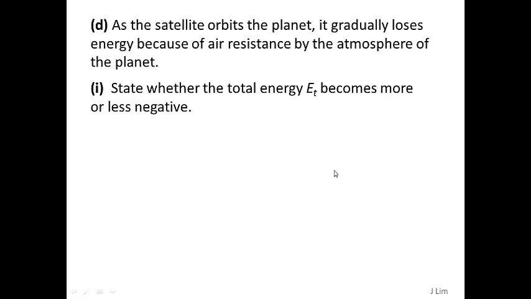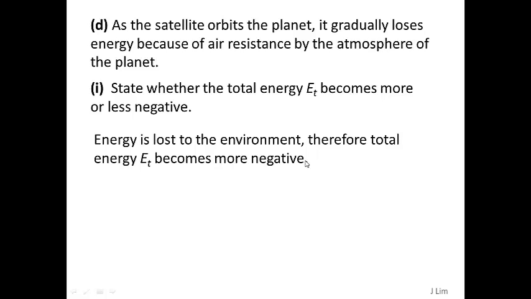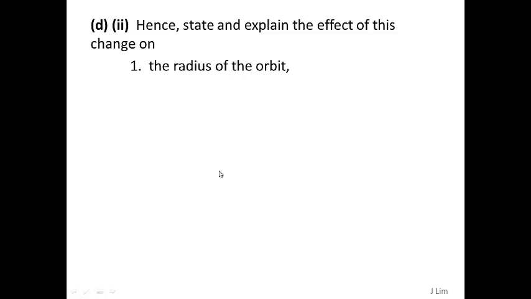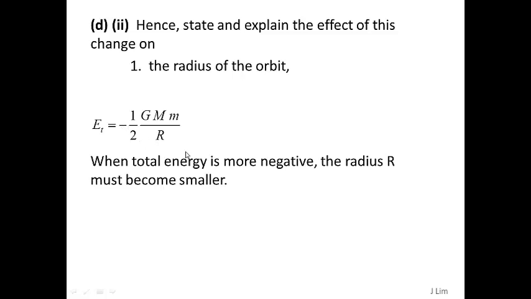As the satellite orbits the planet, it gradually loses energy because of air resistance by the atmosphere of the planet. State whether the total energy ET becomes more or less negative. Now energy is lost to the environment through air resistance, therefore the total energy must become less, so that it becomes more negative. Hence, state and explain the effect of this change on the radius of the orbit. Now total energy is minus half GMm over r. If it's going to be more negative, then the r must become smaller.